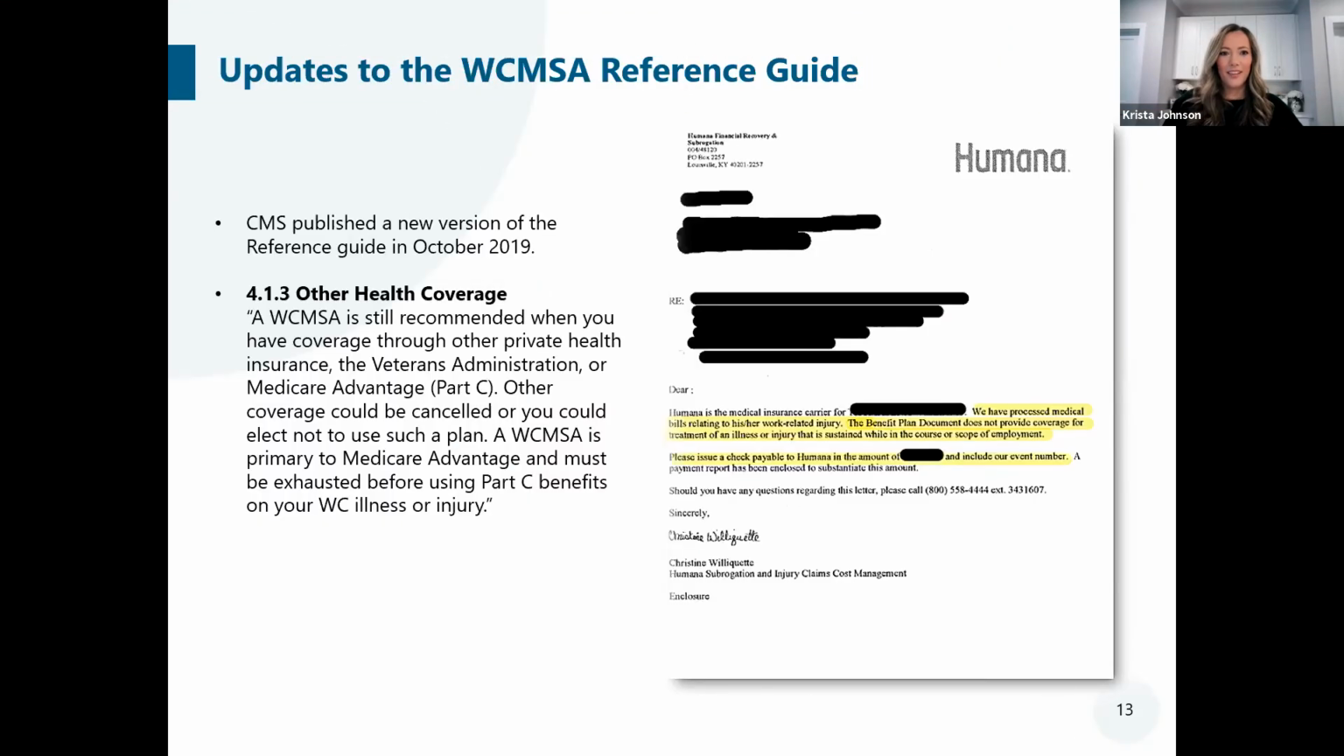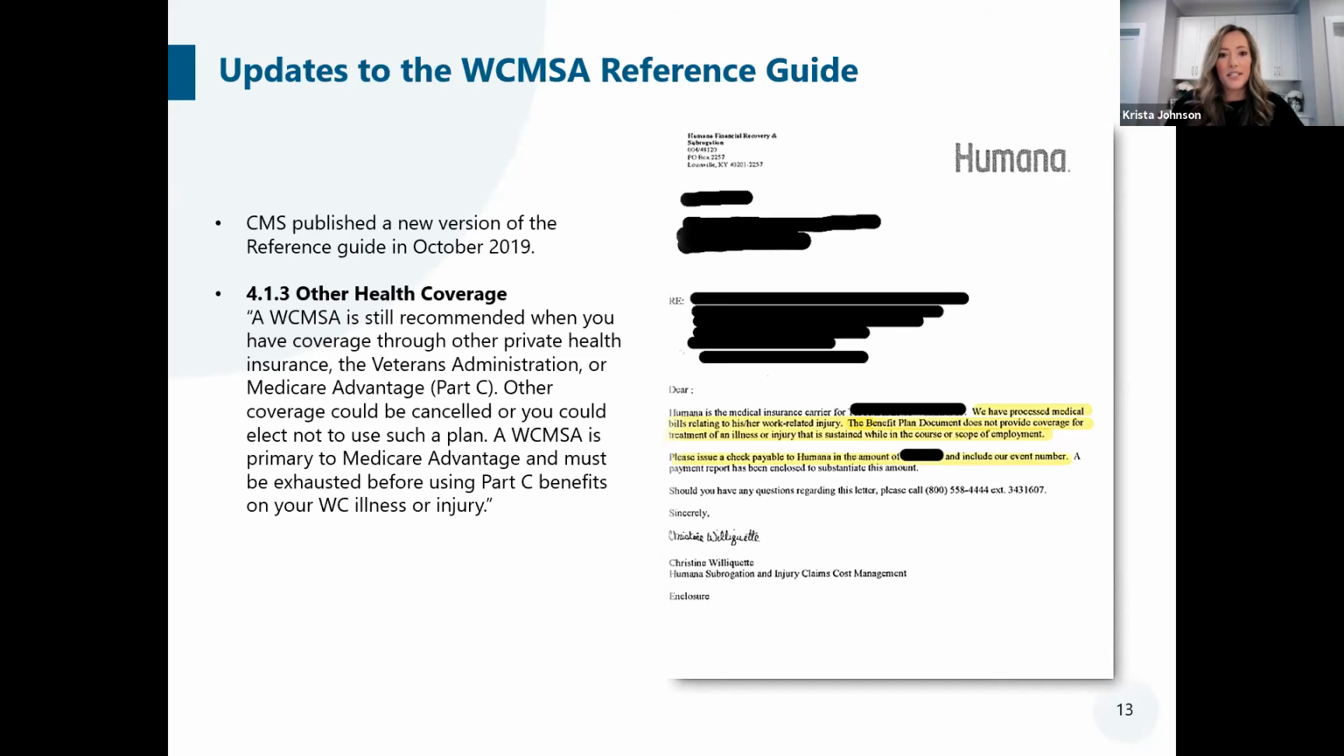So in October of 2019, CMS published a new version of the reference guide. As we mentioned a moment ago, this is about Medicare Advantage plans, that Part C coverage. And in 4.1.3, other healthcare coverage, this is what CMS said. A workers' comp MSA is still recommended when you have coverage through other private health insurance, the Veterans Administration, or Medicare Advantage, Part C. Other coverage can be canceled, or you could elect not to use such a plan. A workers' comp MSA is primary to the Medicare Advantage plan and must be exhausted before using Part C benefits on your workers' comp injury or illness.